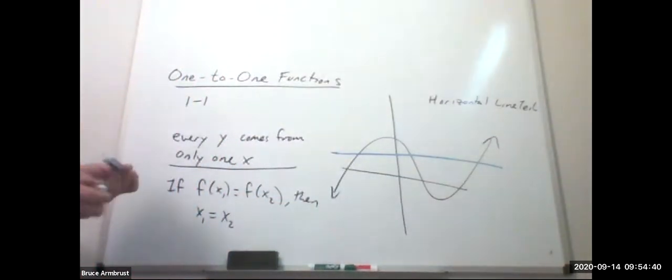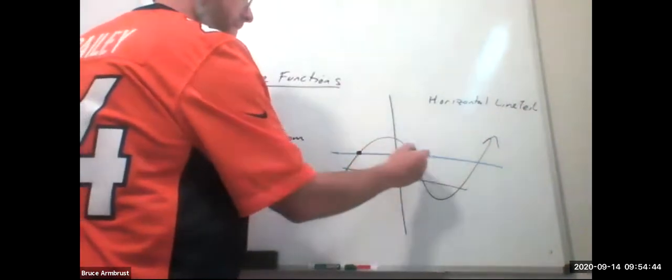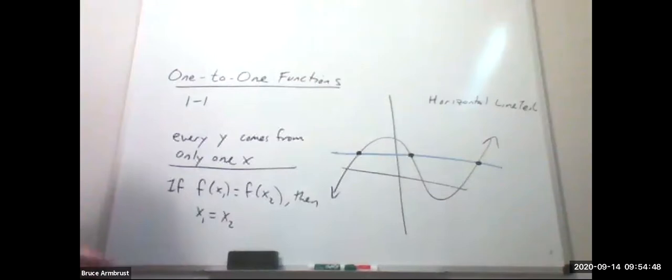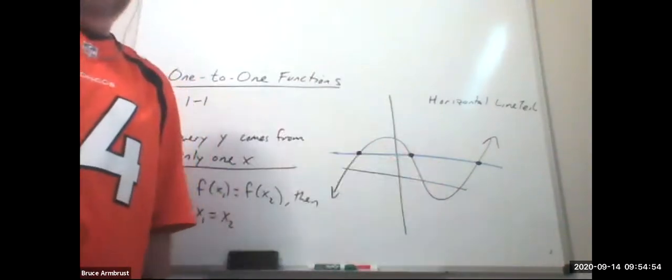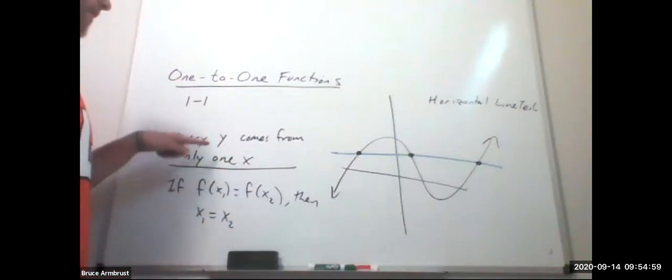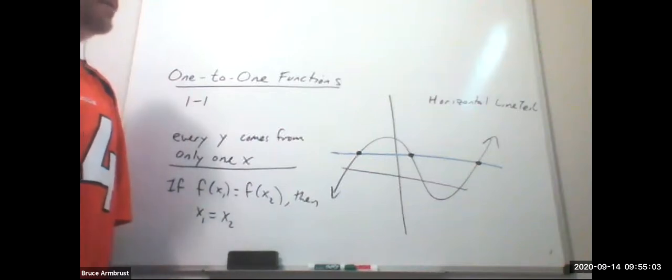But think about this right here. These 3 points all have the same y, but they're coming from multiple x's, so it fails being 1 to 1, right? 1 to 1 says every y comes from only one x.